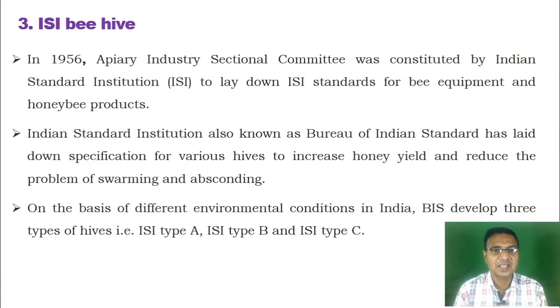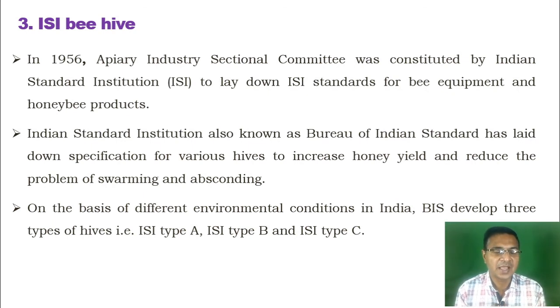Third is the ISI beehive, which is also known as the BIS, that is the Bureau of Indian Standards. In 1956, the Apiary Industry Sectional Committee was constituted by the Indian Standards Institution, that is ISI, to lay down standards for bee equipment and honeybee products. The Indian Standards Institution, also known as the Bureau of Indian Standards, has laid down certain specifications for various hives observed all over India to increase the hive yield and reduce the problems of swarming and absconding.